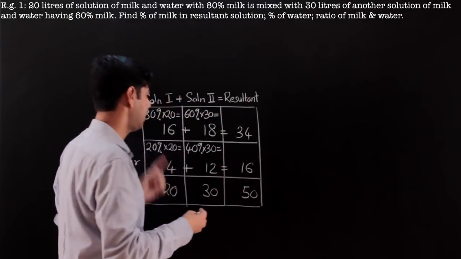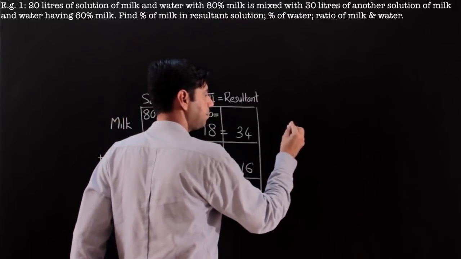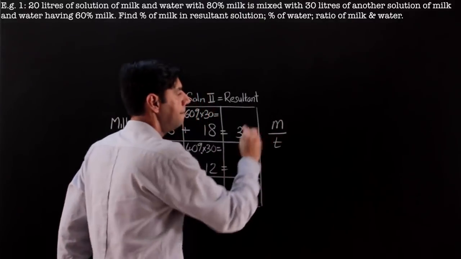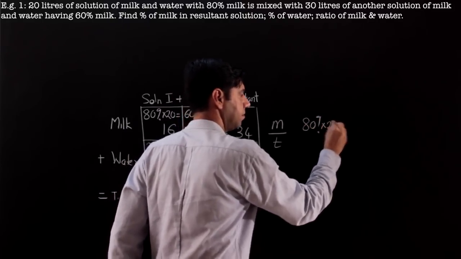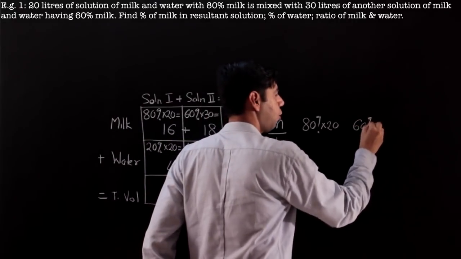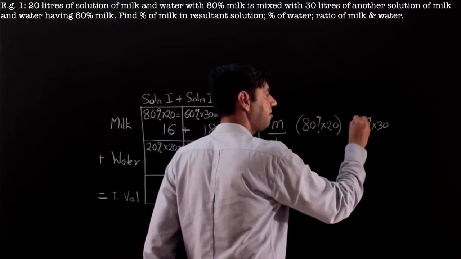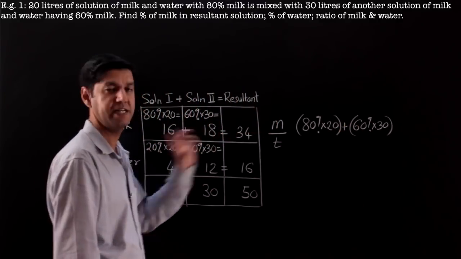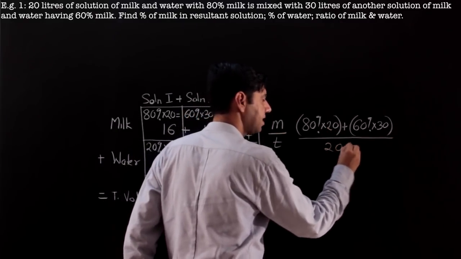If I am finding the percentage of milk, I am looking at the first line. How is it that I have arrived at the 16? What I have done is, I am finding milk to total. Milk quantity is nothing but 80% of 20 liters, right? And from the second one, I know 60% of 30 liters is milk. Now, this refers to the quantity of milk from the first, quantity of milk from the second. On adding, this will get added up. That is how we get 16 plus 18 is 34. Now, the total volume is going to be nothing but 20 plus 30.